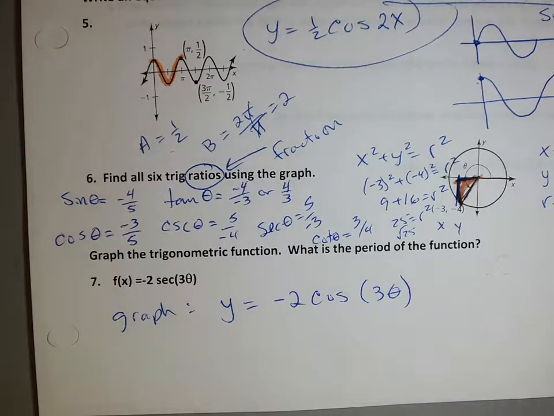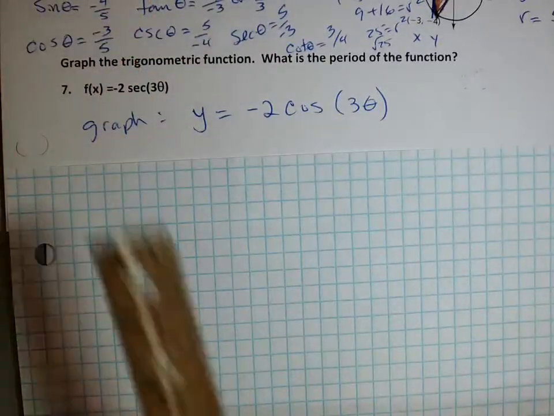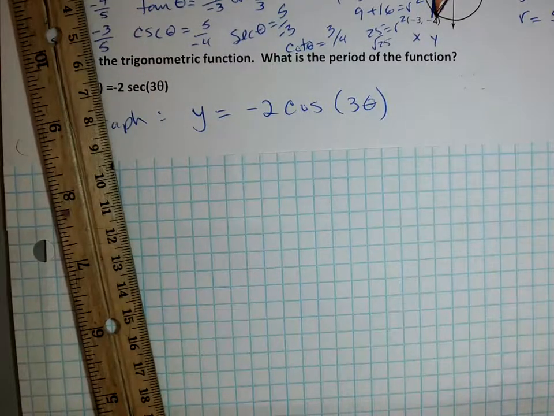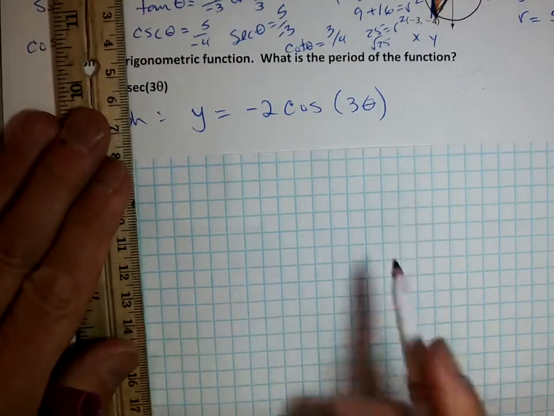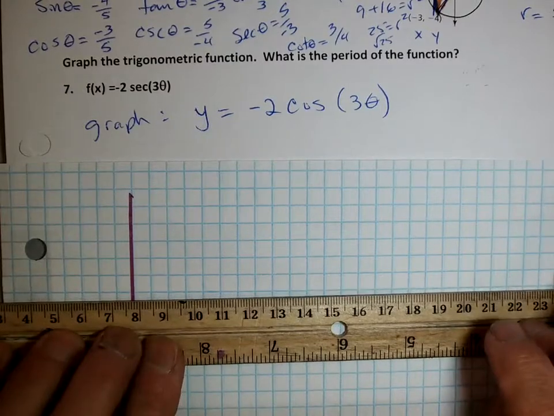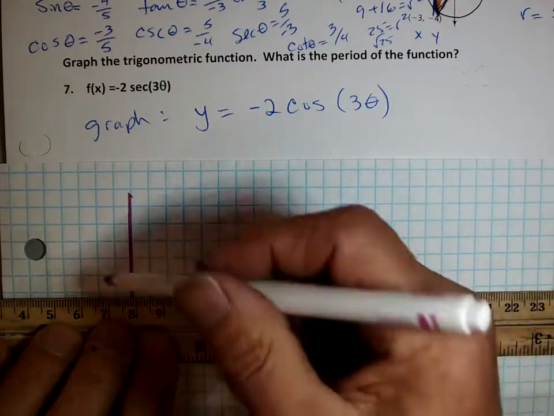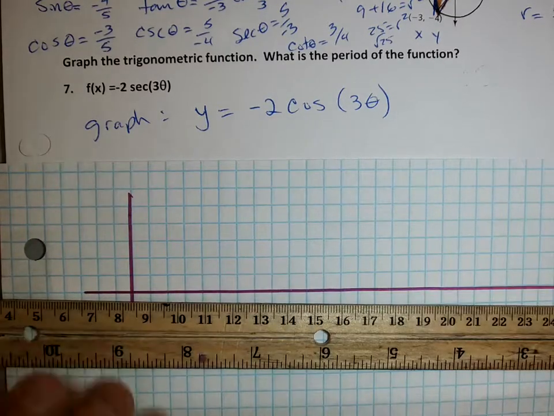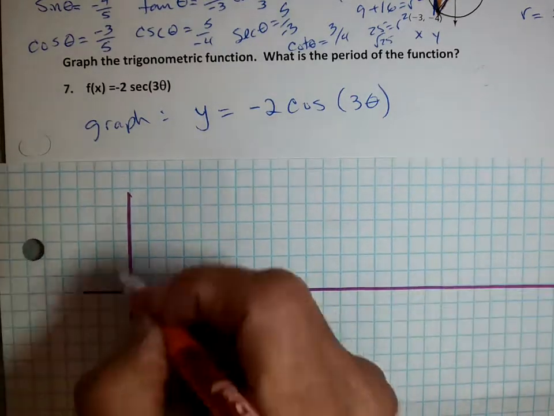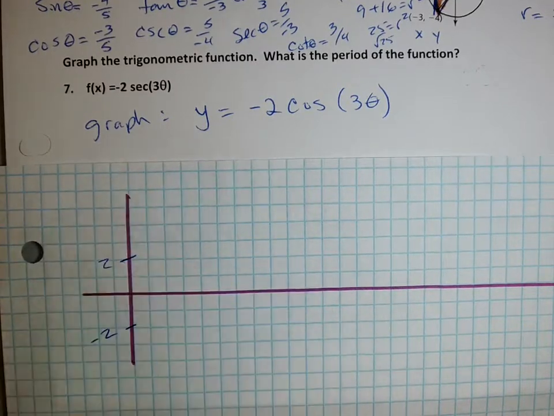Let's get, first of all, graph paper. I'm going to go ahead and do this. Okay. XY axis. Okay. I'm going to go from 2 to negative 2. Okay. Because of the amplitude.